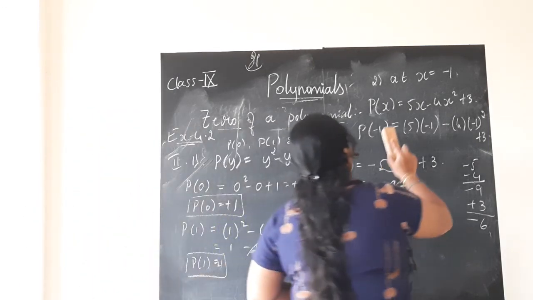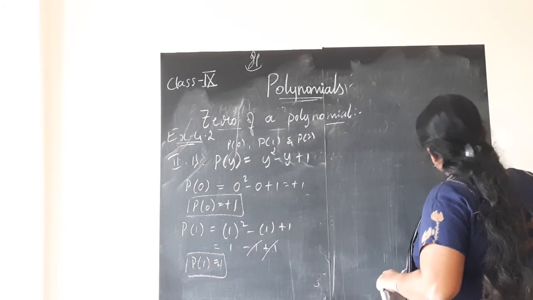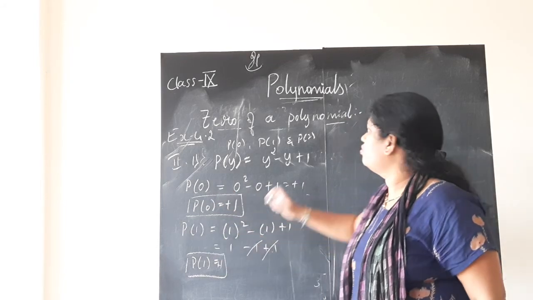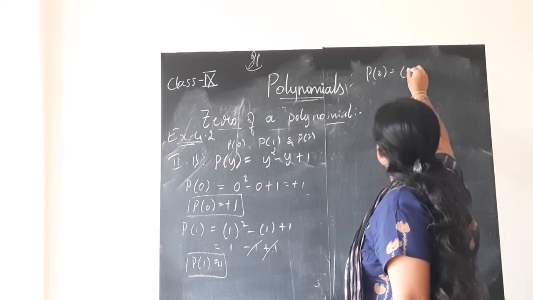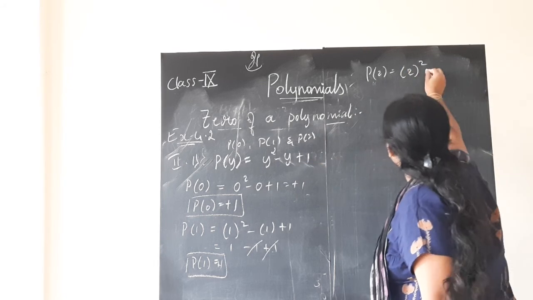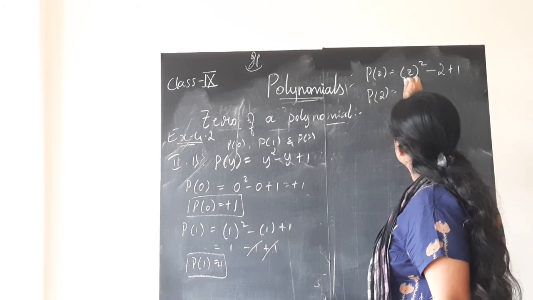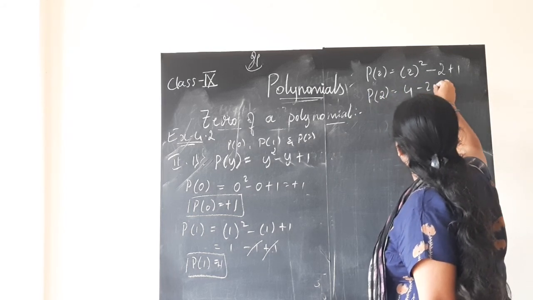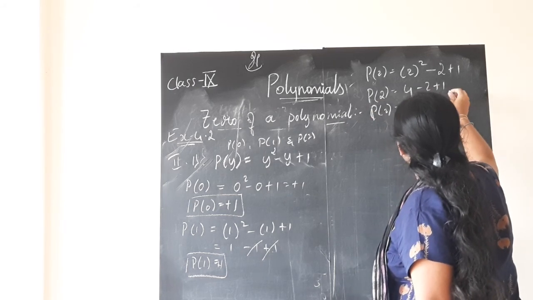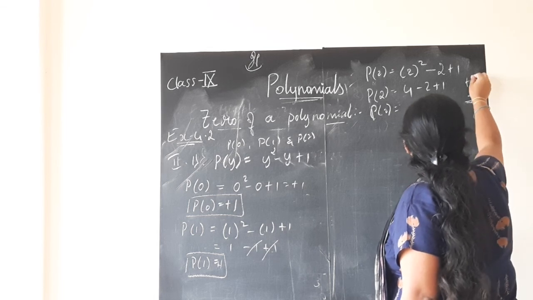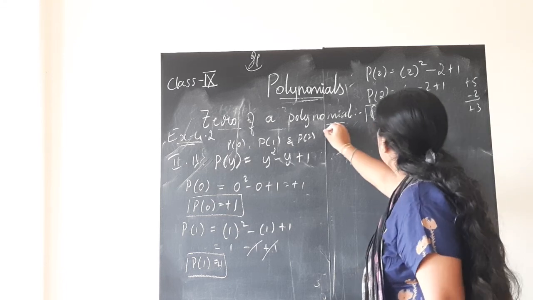Next, P of 2 we need to do. For all the 4 problems, children, you need to find out like this. P of 0, P of 1 and P of 2. Y square means 2 square, minus y means minus 2, plus 1 as it is. P of 2 is 2 square is 4 minus 2 as it is plus 1 as it is. P of 2 is, see, plus 4 plus 1 is plus 5. Plus 5 minus 2. Subtract 5 minus 2, 3. Greater number sign plus 3. So P of 2 is plus 3.